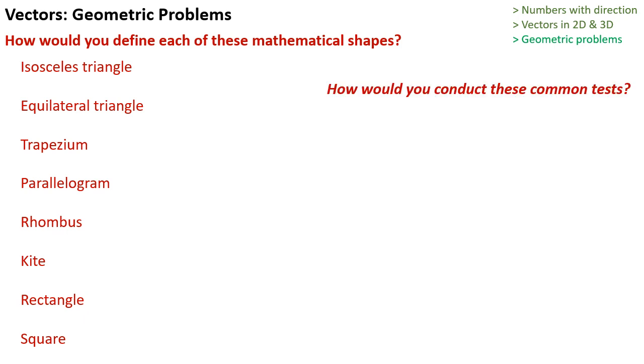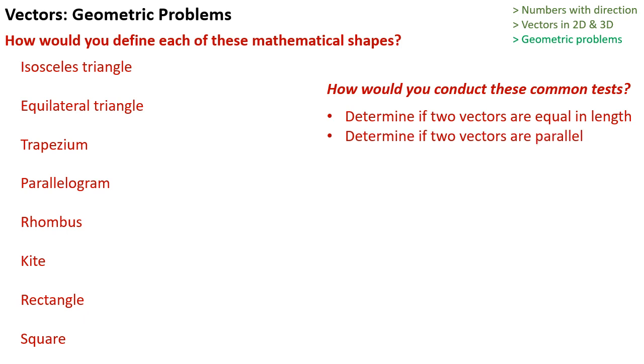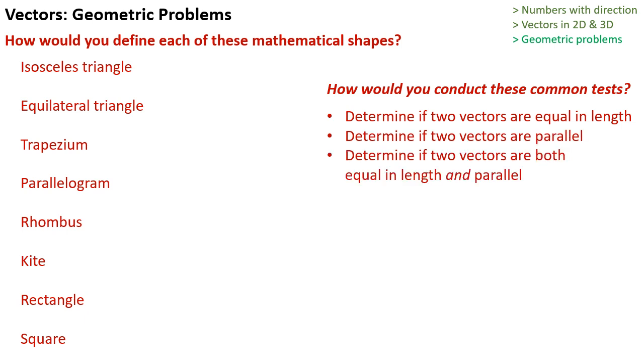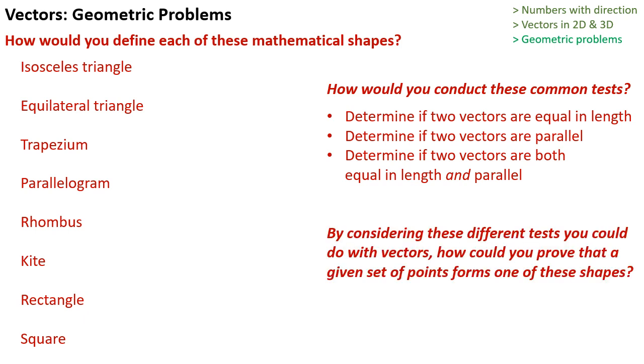Okay, the next thing to think about is how would you conduct these common tests with vectors? How would you find out if two vectors are equal in length? How would you determine if they're parallel? And how would you determine if they're both equal in length and parallel? You might think that last one is harder than the other two, but it's actually easier. And then when you've thought about those, how could you use those in concert with your definitions for the various shapes to prove the kind of results we're talking about?